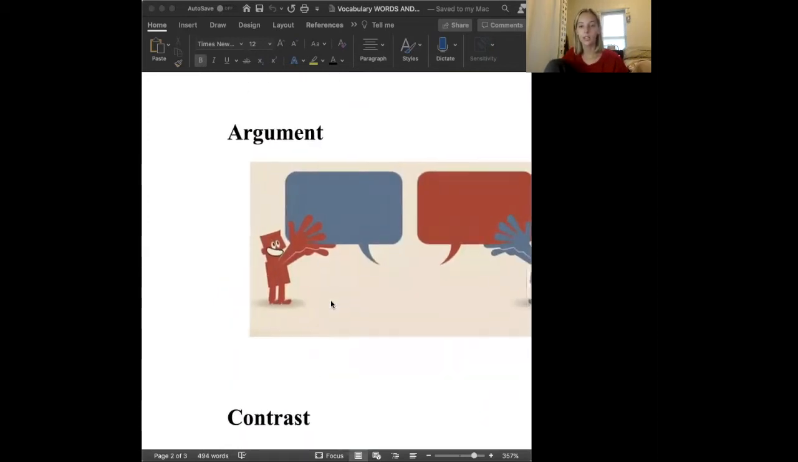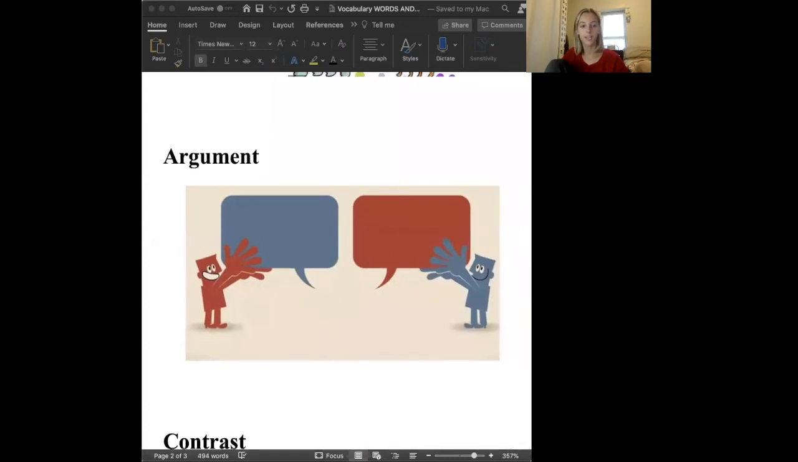Now our last word is argument. Let's say it together. Argument. Great job. An argument is a conversation where one person does not agree with another. And an example of the word used in a sentence was saying, I was in an argument with my friend because she believed the sky was green and I believed the sky was blue. How would you use the word argument in a sentence? Great job, friends. I loved your sentences.